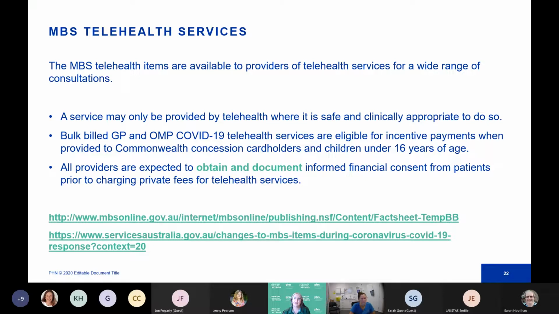A service may only be provided by telehealth where it is safe and clinically appropriate to do so. Bulk bill GPs and other medical practitioners providing COVID-19 telehealth services are eligible for incentive payments when provided to Commonwealth concession card holders and children under 16 years of age. All providers are expected to obtain and document informed financial consent from the patients prior to charging private fees for any telehealth services. So that's really important to make sure you document it.